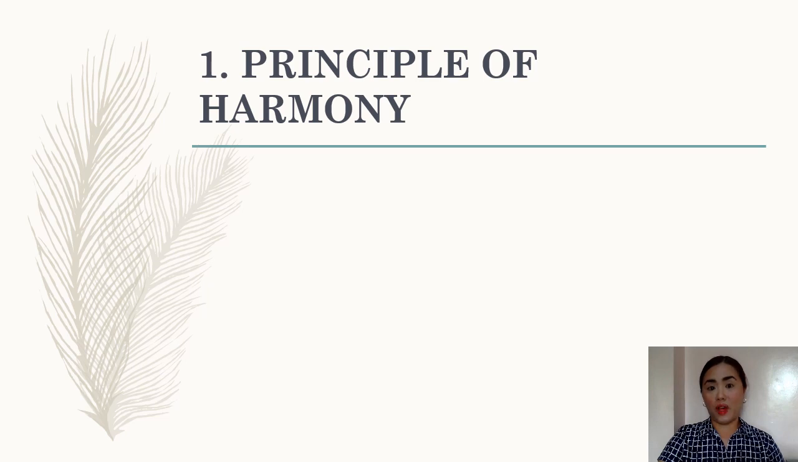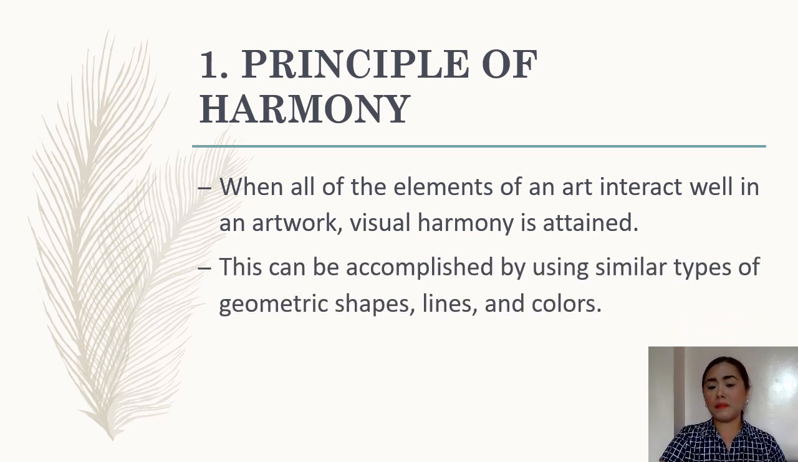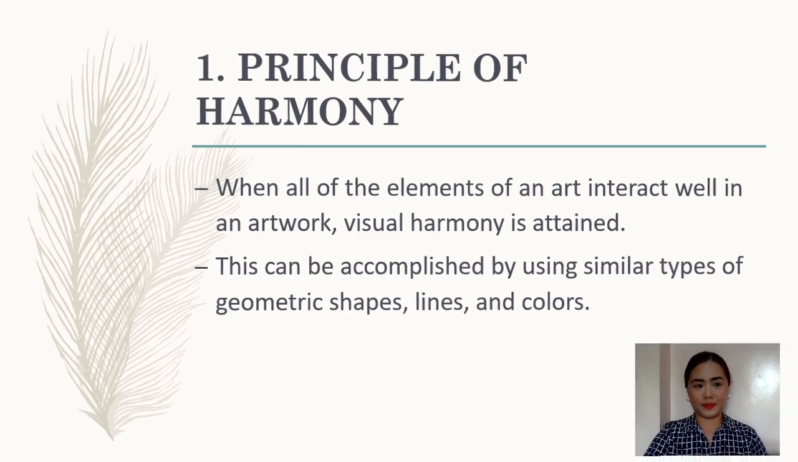Now let us start with the very first principle. We have the principle of harmony. The principle of harmony happens when all of the elements of an art interact well in an artwork. Therefore, visual harmony is attained. Harmony can be accomplished by using similar types of geometric shapes, lines, and colors. Always remember, your key word in the principle of harmony is similar. It can be achieved by using similar shapes, lines, and colors.